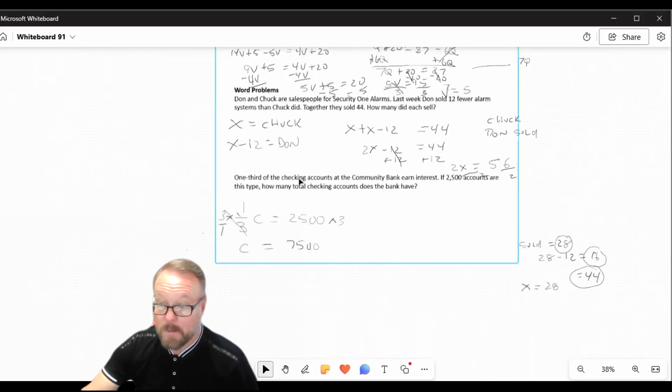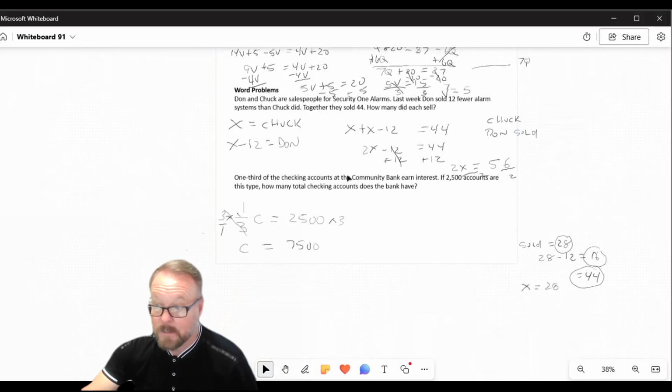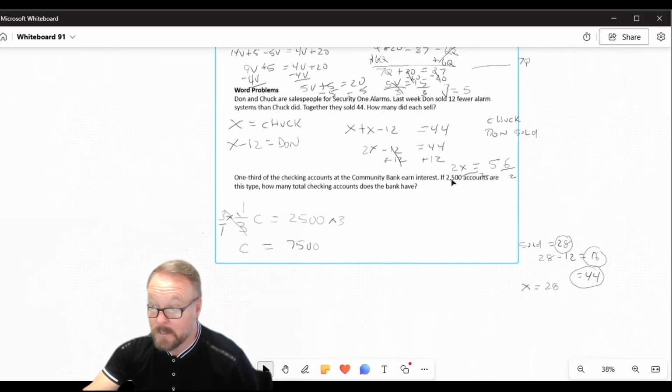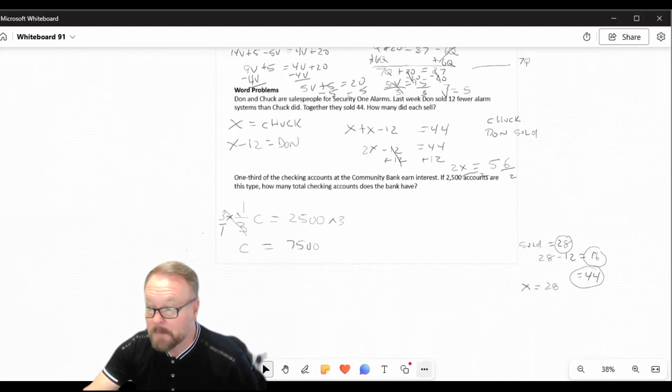So you represented 1/3 of checking accounts by this equation, and if 2,500 accounts are of this type, 2,500 of the C, that means that altogether they have 7,500 accounts. All right, we'll work out a few more here.